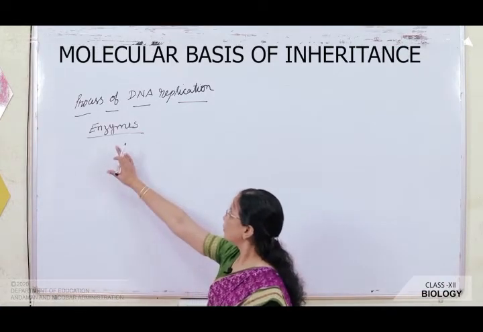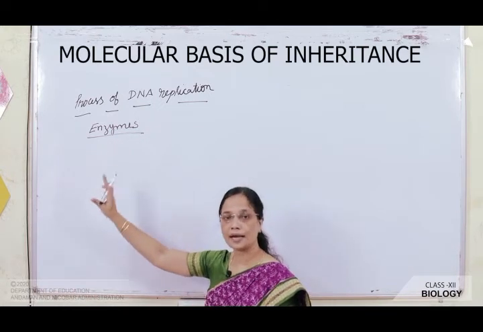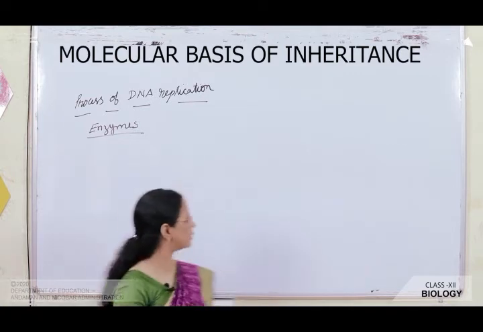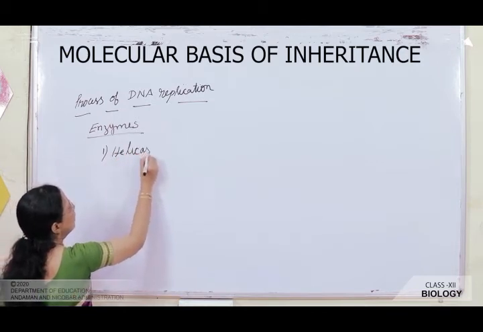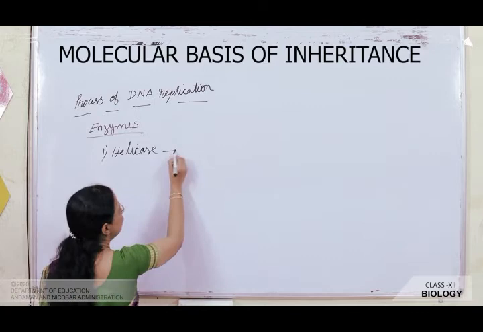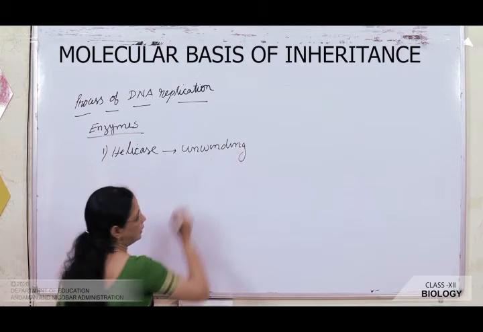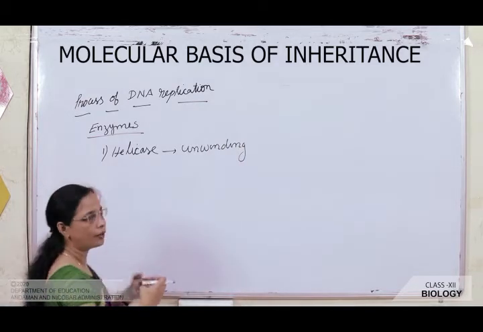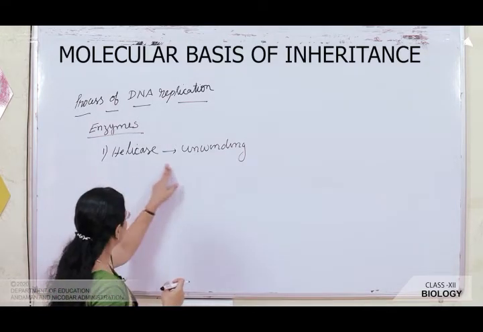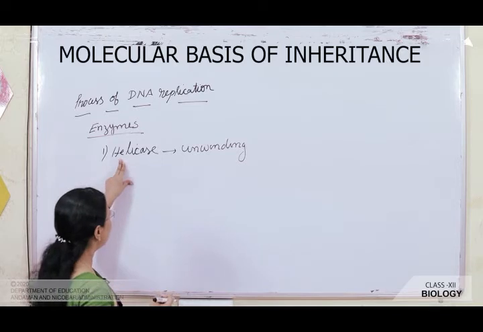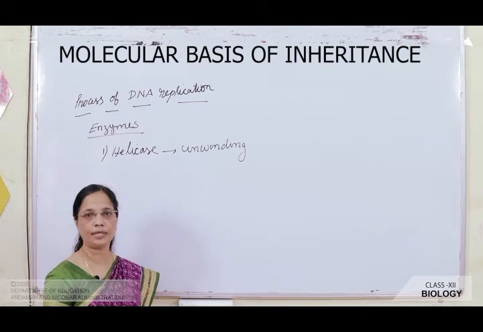Children, now we will study the process of DNA replication. Before entering into this, we will study the enzymes involved in the process of replication. The first enzyme is helicase. This enzyme is responsible for unwinding of the DNA helix, that means opening of the helix is done by the helicase enzyme. This helicase enzyme breaks the hydrogen bond present between the nitrogen bases.